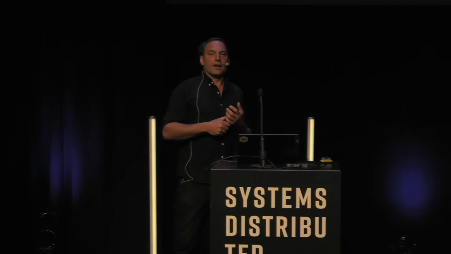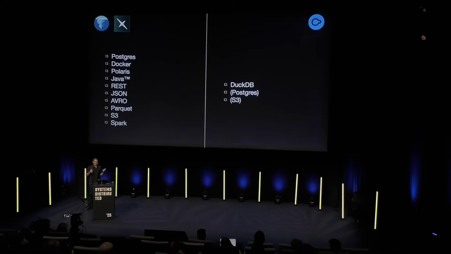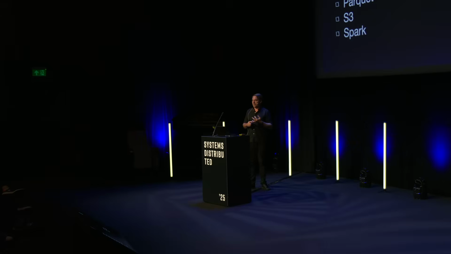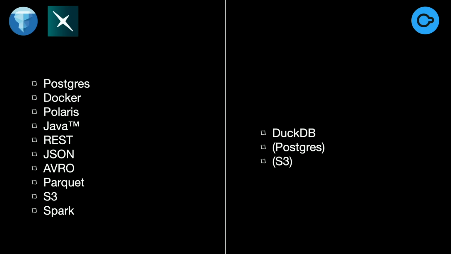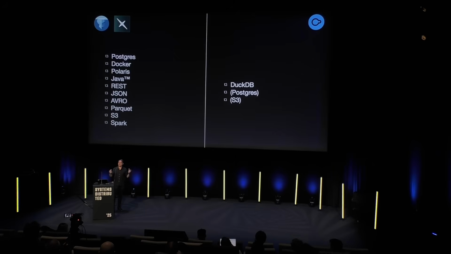But here's again a bit on simplicity: the tech stack that you need to run Iceberg is you need a Postgres, you need Docker, you need Polaris, the catalog server, you need Java, you need this REST stuff, you need JSON, you need Avro, you need Parquet, you need S3, and you need Spark, and you need all these technologies working together well, which is actually quite difficult.